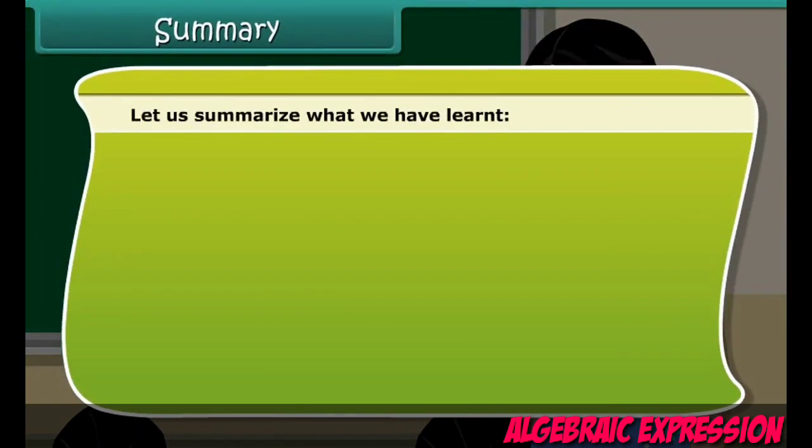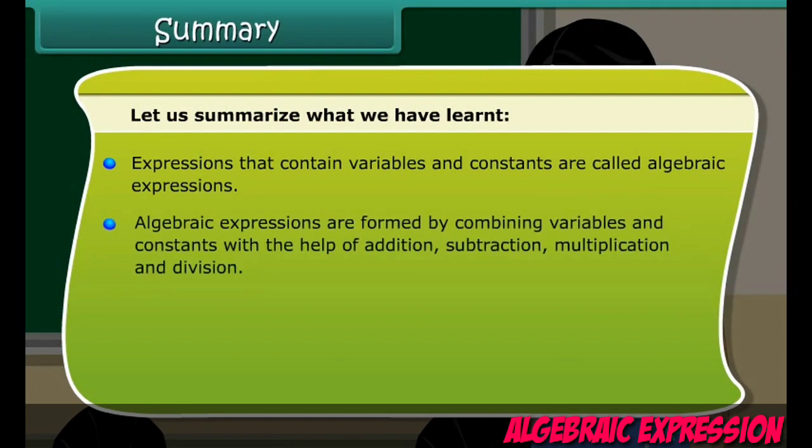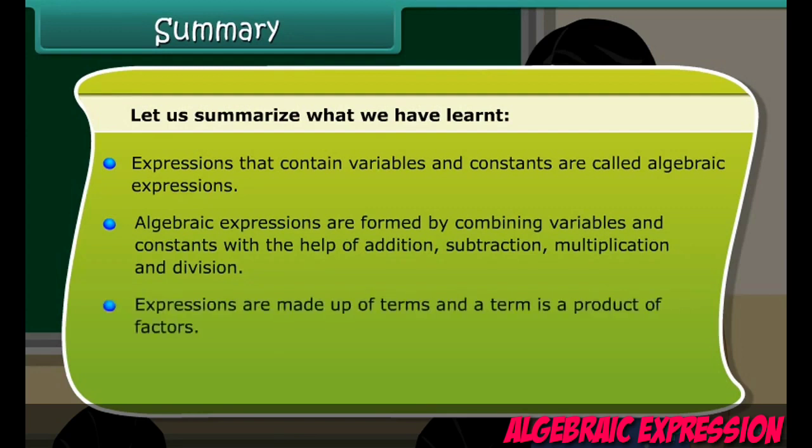Let us summarize what we have learned. Expressions that contain variables and constants are called algebraic expressions. Algebraic expressions are formed by combining variables and constants with the help of addition, subtraction, multiplication and division. Expressions are made up of terms, and a term is a product of factors.